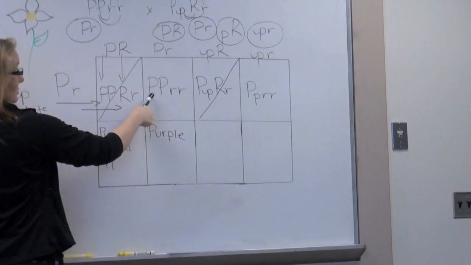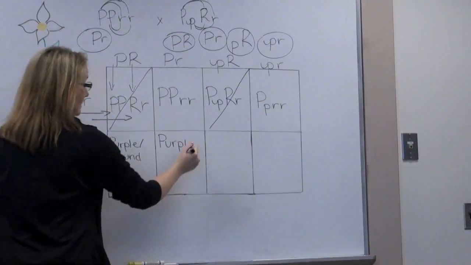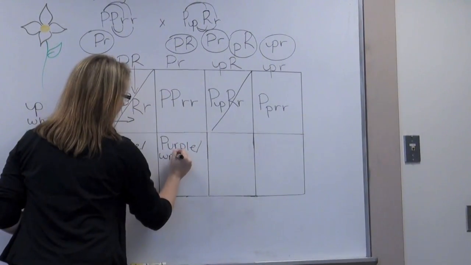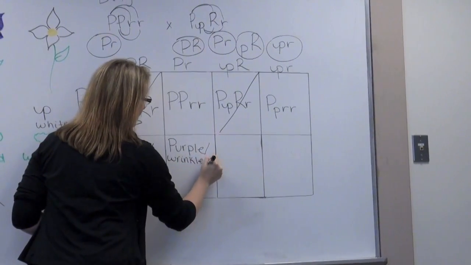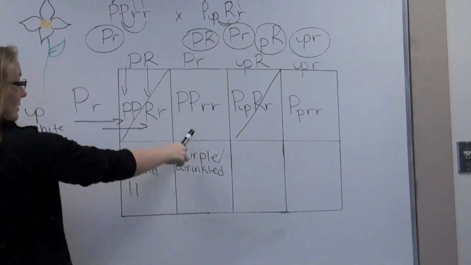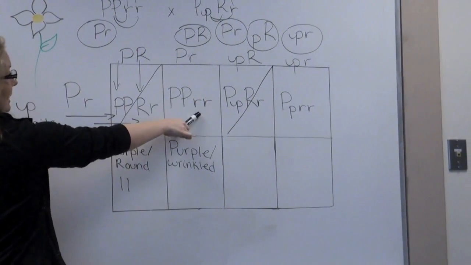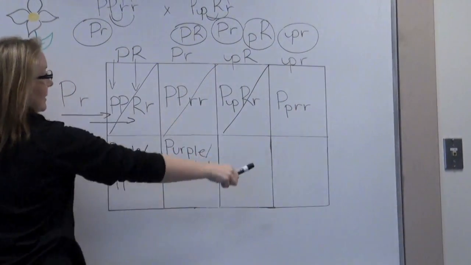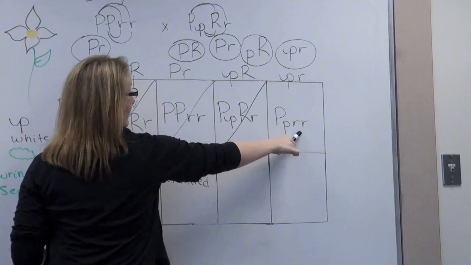So this offspring is going to be purple and have a wrinkled seed. So I'm going to write that one down and count up how many offspring there are of that type. So again here, purple and wrinkled. And then the last option is also purple and wrinkled.